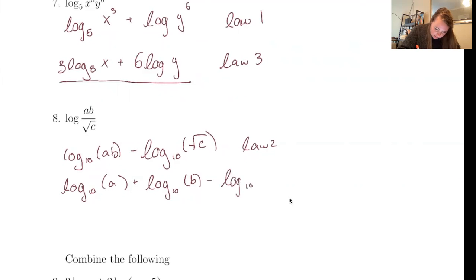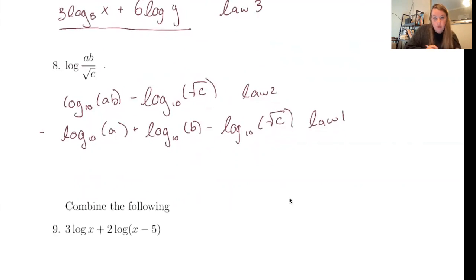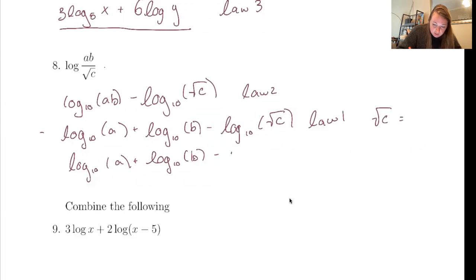When you're first working on these, if you're new to logarithms and new to these laws, I would do just one law per step instead of trying to do multiple ones, because you could have gone from here to here really fast. But I would just try to do one step at a time so you're not confusing yourself. And then that root, we can think of it like a square root. Square roots we can rewrite as rational exponents, so like 1/2. So the 1/2 would come down and we'd have log base 10 of C.